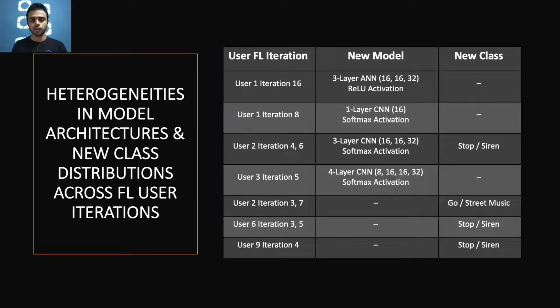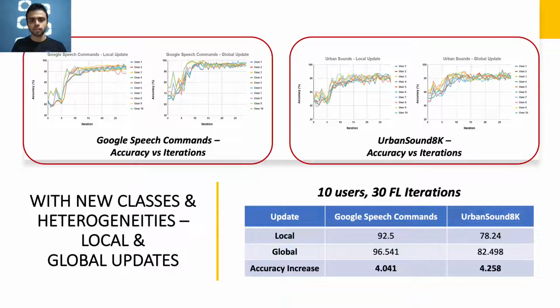To truly showcase near real-time statistical heterogeneities, we also changed the models and label distributions with new classes across and within various federated learning iterations. We also observed the results for a more practical realistic scenario with 10 users and 30 federated learning iterations with both new classes and statistical heterogeneities. We can observe the local and global update accuracies per user in the graphs here and a solid increase for both datasets.